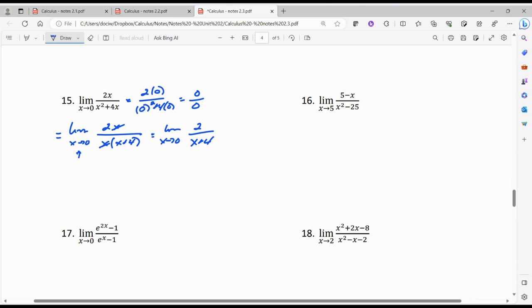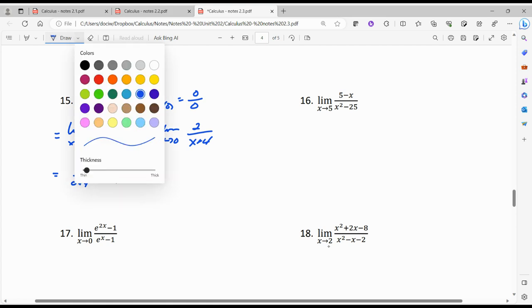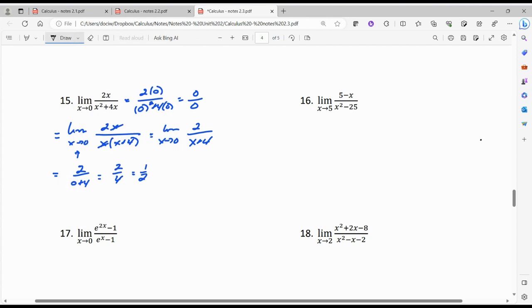If I substitute that 0 in for x, I don't need to rewrite the limit again. I'm going to have 2 over 0 plus 4. Notice I'm putting the 0 in, so I don't need to rewrite the limit. So that's 2 over 4, or 1/2. And again, the best way to write my solution there would be to write that the limit as x approaches 0 of 2x over x squared plus 4x is equal to 1/2.